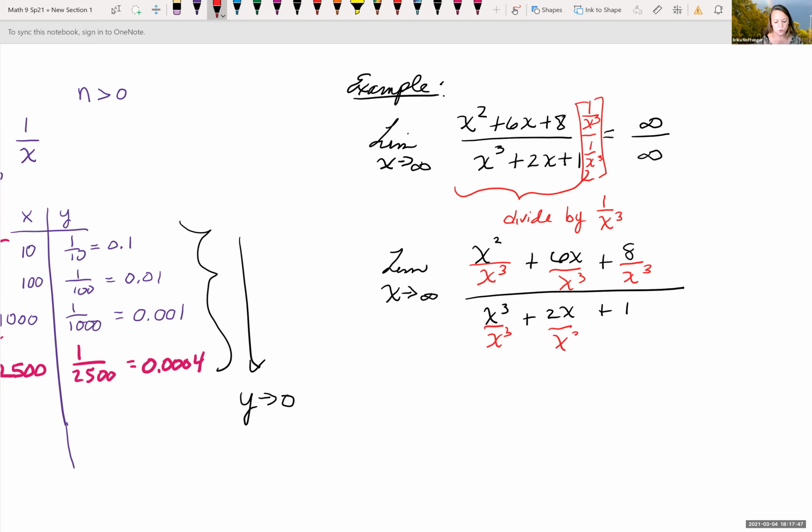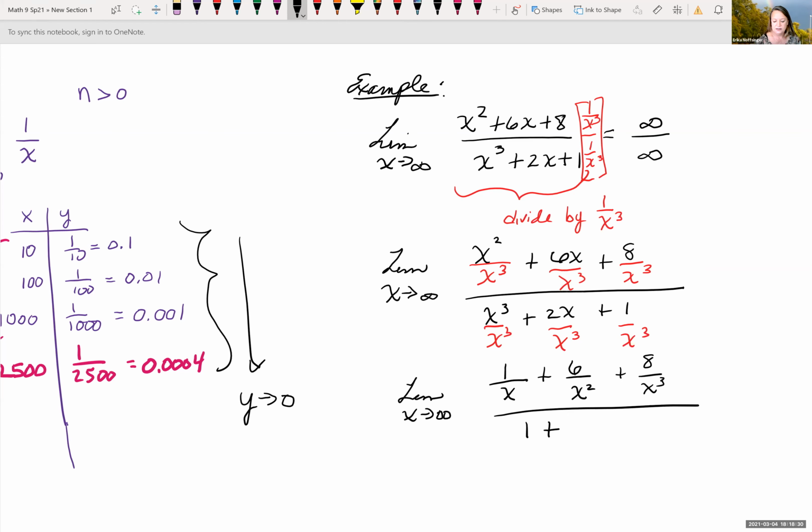If we go back and use our rules of exponents, same base, x squared and x cubed, we subtract exponents. I tend to leave the variable in the denominator when the higher exponent is in the denominator and subtract the exponents. So x cubed has a higher degree than x squared, so I'm going to look at it as 1 over x, subtracting the exponents, 3 minus 2, which is 1, plus 6 over x squared, plus 8 over x cubed. All divided by x cubed over x cubed, which is 1, plus 2 over x squared, plus 1 over x cubed.